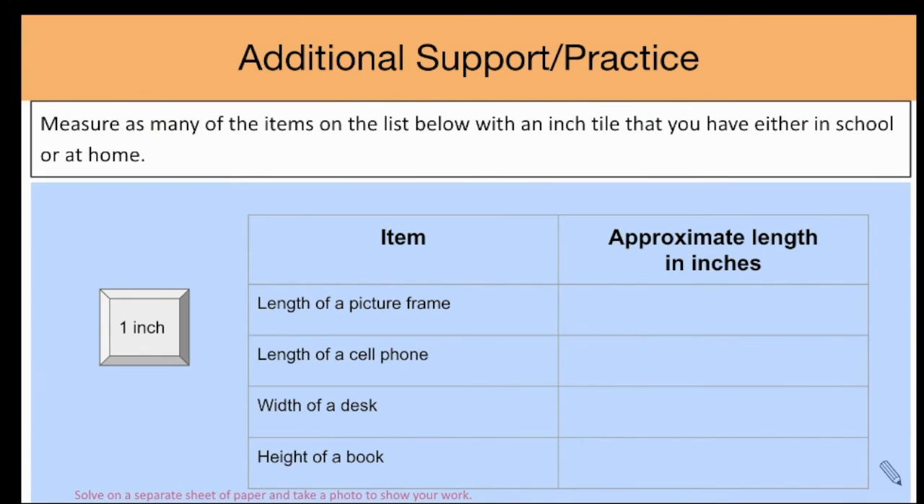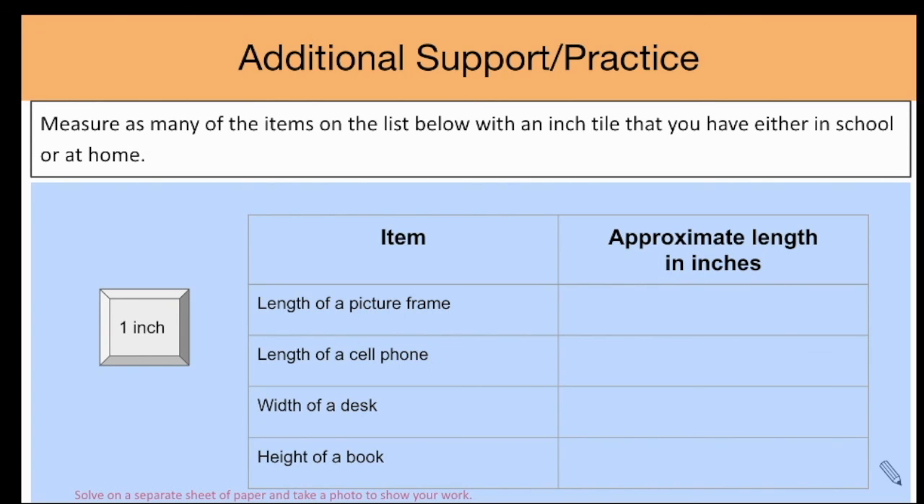You will now have the opportunity to try this at home. Let's read these instructions. It says, measure as many of the items on the list below with an inch tile that you have either in school or at home. If you do not have an inch tile at home, do not panic. You can place a sheet of paper over this inch tile and trace it with a pencil. Then you can ask your grown-up to help you cut it out and voila, there you go. You now have an inch tile.